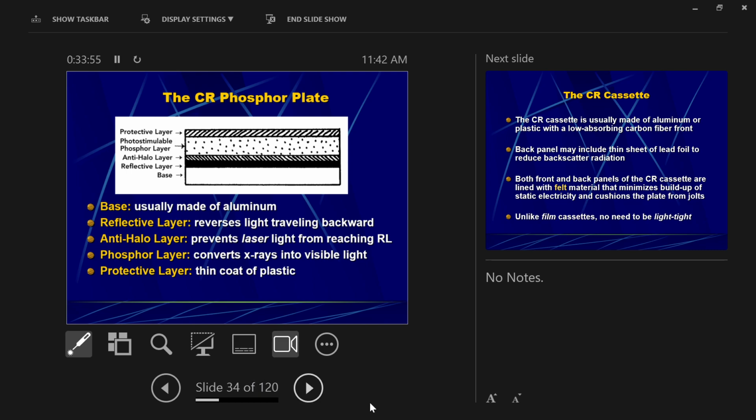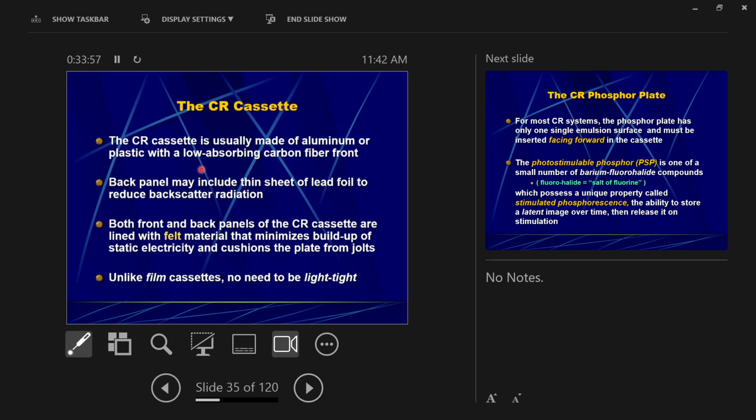So that's the plate itself. The cassette, the thing that the plates sit in, so getting our terminology right, this is your plate, this is your cassette. Plate, cassette. The cassette itself has a front to it, made of aluminum or plastic. The front of it is important because we need the X-rays to pass right through the front of it to get to the plate.